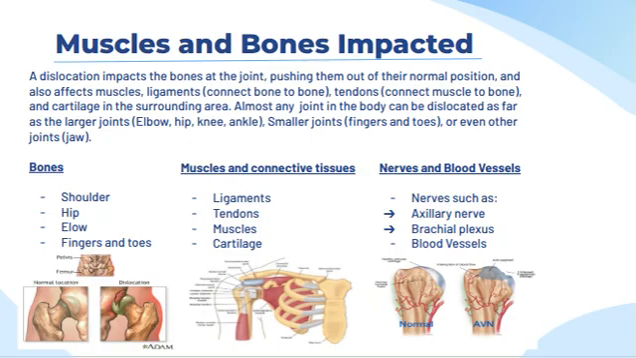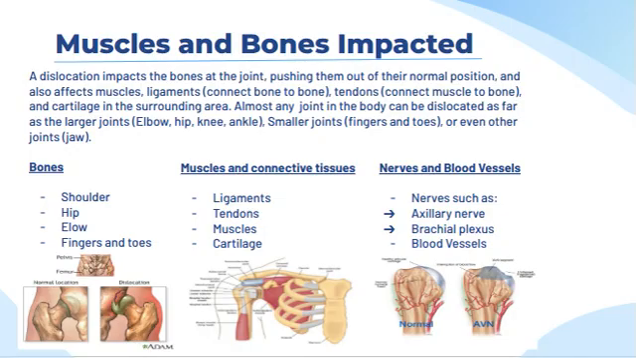A dislocation impacts the bones at the joint, pushing them out of their normal position, and also affects muscles. Ligaments connect bone to bone, tendons connect muscle to bone, and there is cartilage in the surrounding area. Almost any joint in the body can be dislocated, as far as the larger joints, which are the elbow, hip, knee, ankle, and then smaller joints such as the fingers and toes, or even joints of the jaw. And then we have our categories explaining everything. We'll talk more in depth about it. So we have the bones, muscle and connective tissues, nerves, and blood vessels.